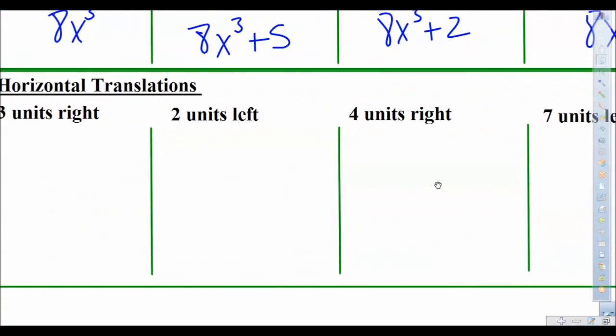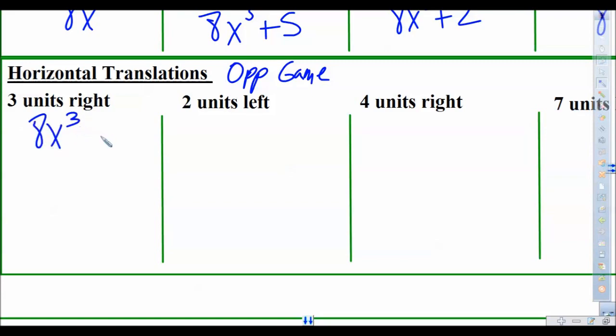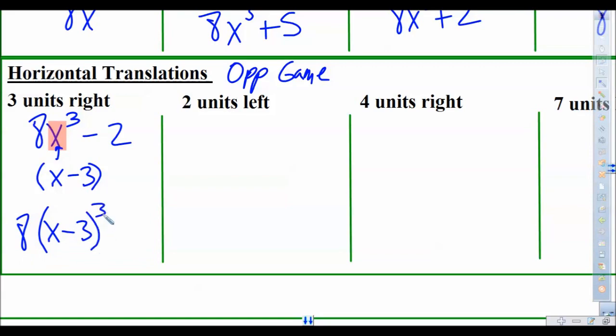Now the horizontal translation, remember when it goes horizontally, that is an opposite game. So we do an opposite game here, 3 to the right. It was what, 8x cubed minus 2. What we're going to do here, just like we saw before, is swap that x out with an x. Now we're moving to the right, so opposite, we need to think of it as minus 3 right here. We're just going to put that in its place. So now we have 8 parentheses x minus 3, cube it, minus 2.